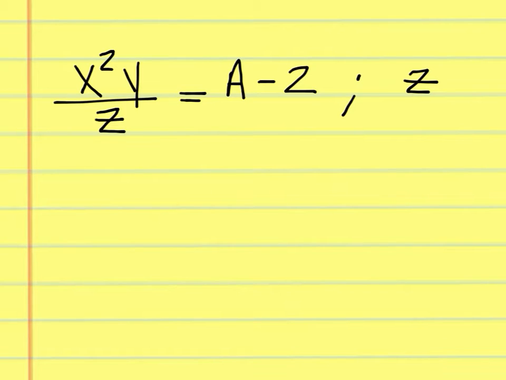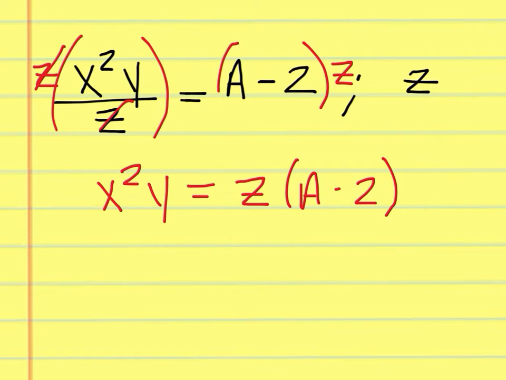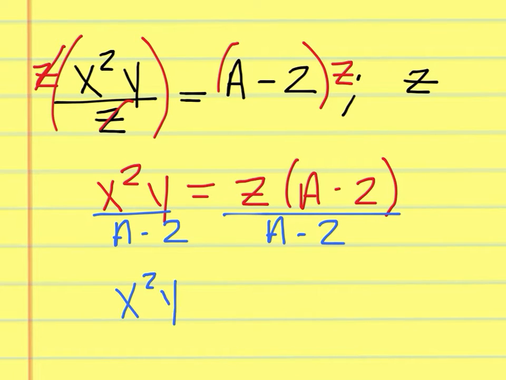To get z by itself, you simply have to multiply both sides by z so that you can get it off of the denominator on the left. That cancels out and leaves you with x squared y equals z times the quantity a minus 2. Divide both sides by a minus 2. And you're left with x squared y over a minus 2. These cancel out and you have a z.